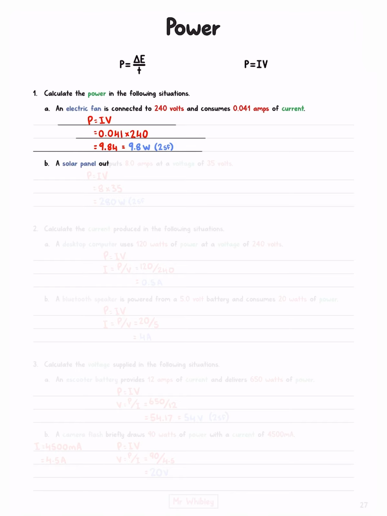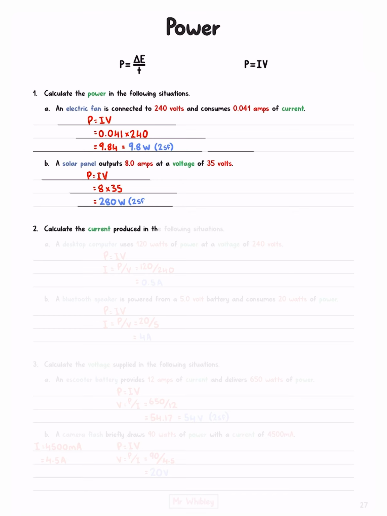A solar panel outputs 8 amps at a voltage of 35 volts. Once again, P is equal to IV, our current is 8, our voltage is 35, which gives us 280 watts to two significant figures.